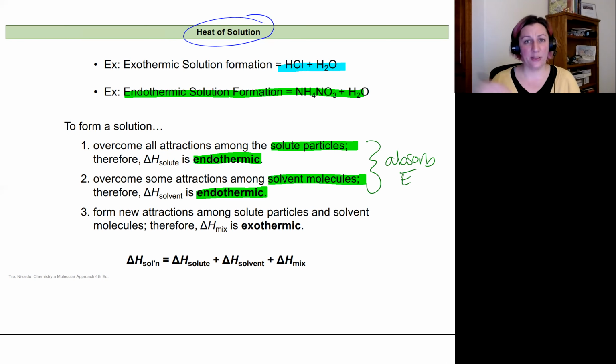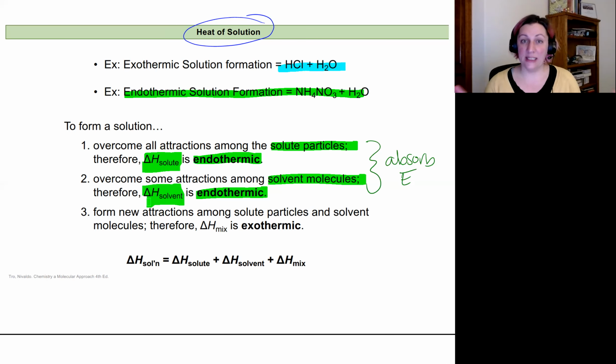We're going to have to input energy to break those attractive forces in both cases. And we associate this amount of energy, or the heat that needs to be absorbed to make that happen, as the enthalpy of the solute and the enthalpy of the solvent, or heat of solute and heat of solvent.